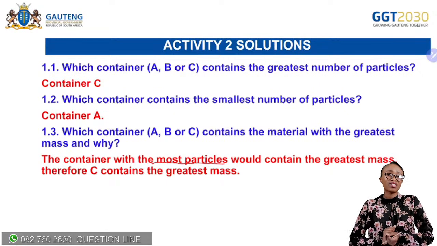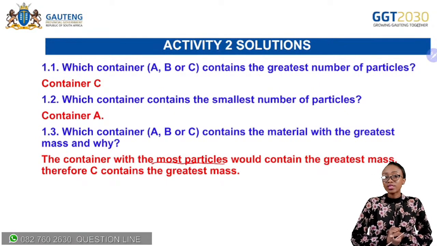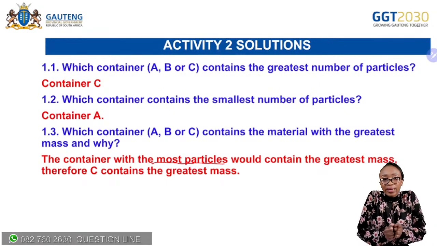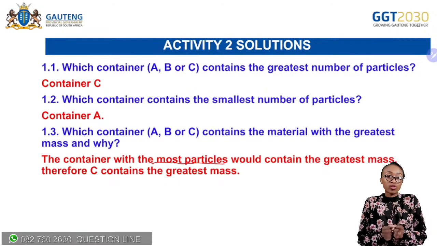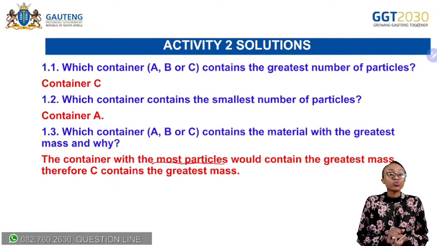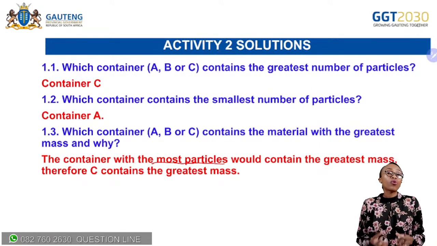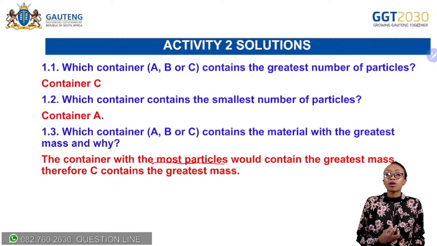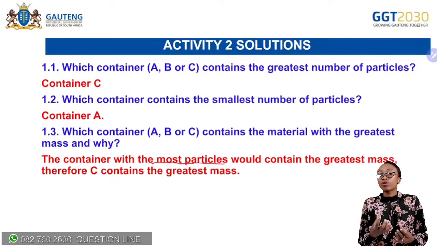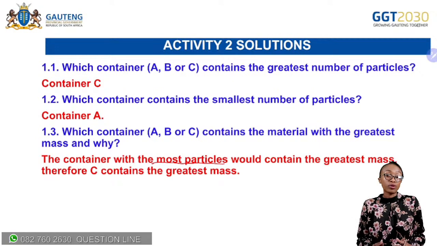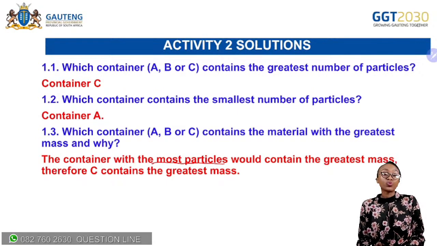Remember, the particles in a solid, they are more. Why do we say they're more? Because they are closely packed together. So the solid would have the most number of particles. So if we're going by the number of particles being directly proportional to the mass of that material, the one with the most number of particles will then have the greatest mass, which would be our container C.